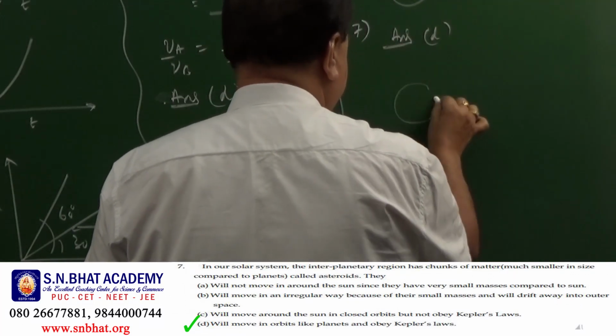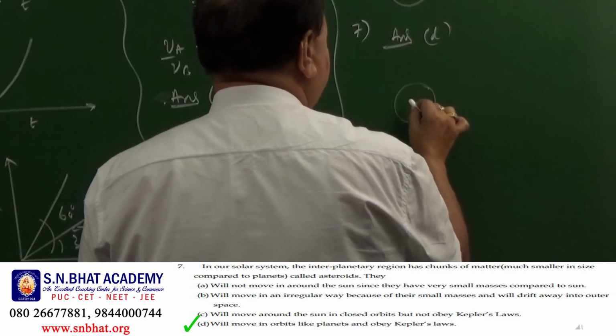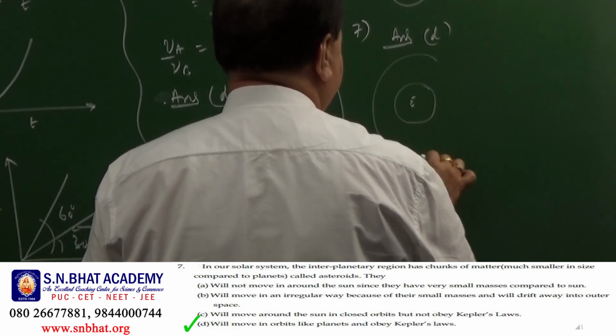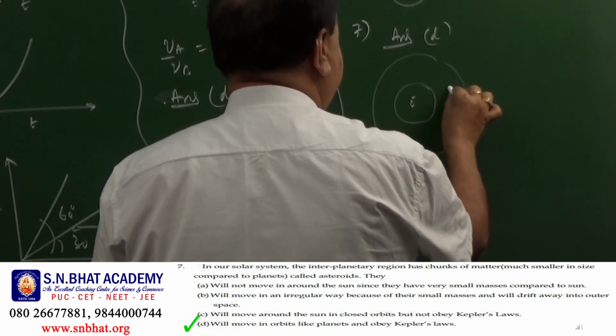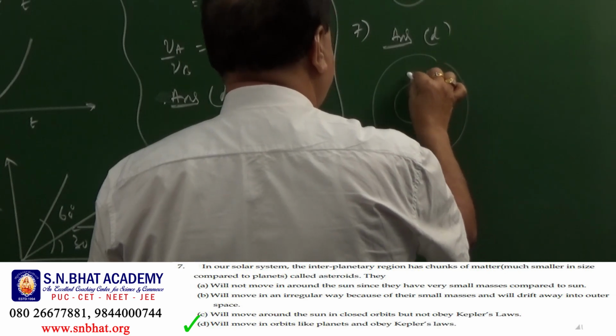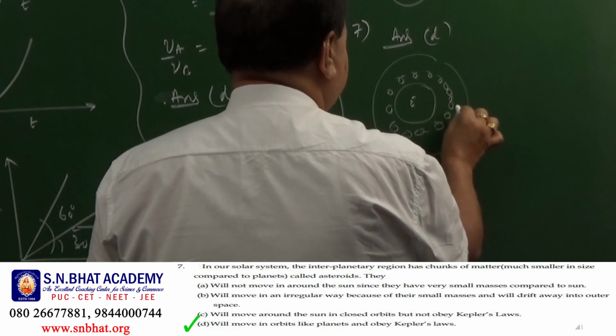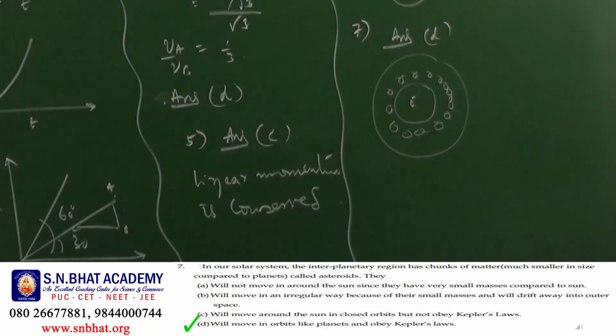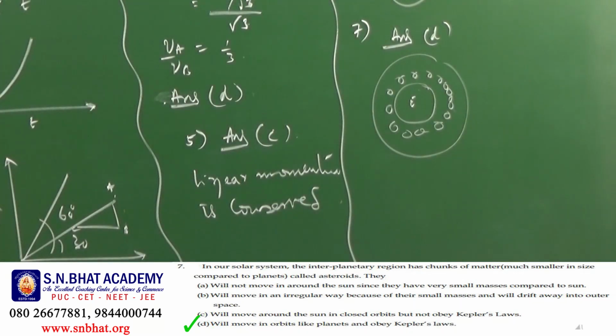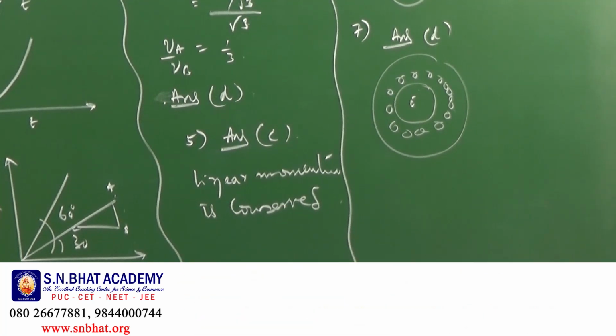You know that here is one planet, let us say it is Earth, and here is another planet, and between these, the asteroids are revolving around. Therefore remember that they also obey Kepler's law of planetary motion. Therefore the answer for this question is D.